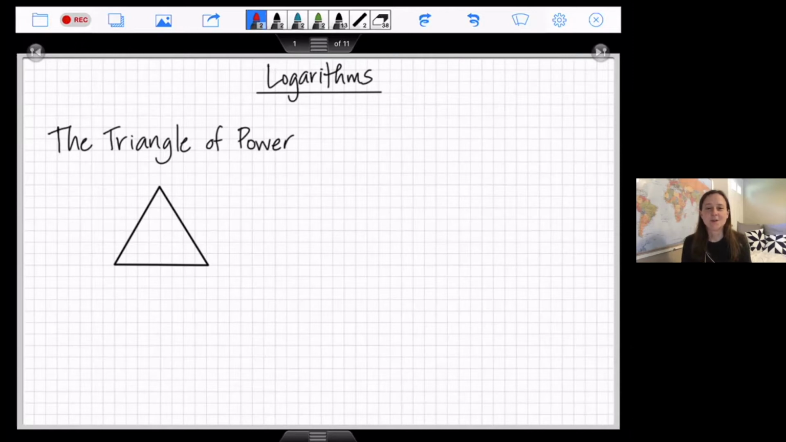Today we're going to start talking about logarithms, and logarithms have a bad reputation with students because the first time you learn them, they are a little bit difficult to get your brain wrapped around. And I don't think that's because the concept is so difficult, but rather that we have this awful notation for them that makes it a little bit harder to understand what's going on. So I'm going to try to ease the burden on this by showing you this triangle of power.